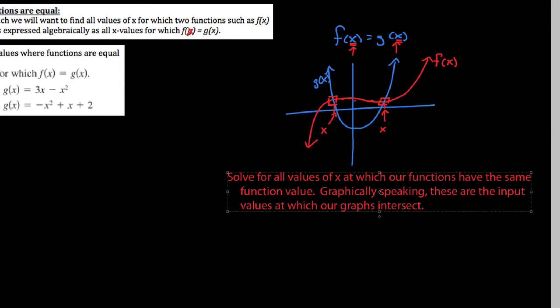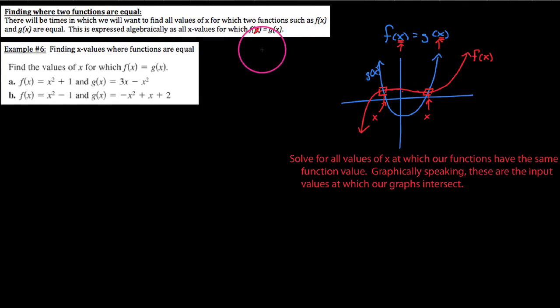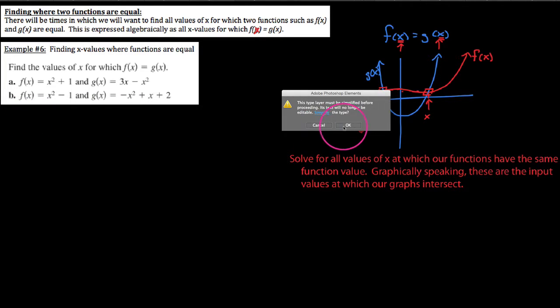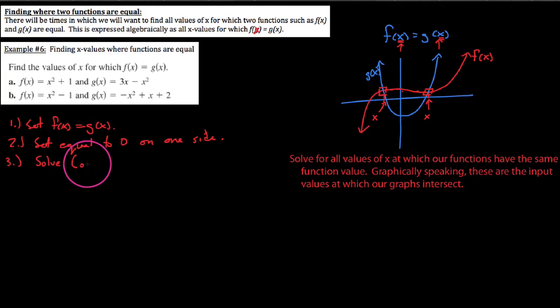Let's talk about how we can do that, kind of like in our last video where we wanted to solve the equation f of x equals 0, and so we just plugged in 0 for f of x. What we're going to be doing in this video is setting f of x and g of x equal to one another and then solving for that value of x. So in order to do this, we're going to set f of x equal to g of x, and then set one side equal to 0, and then we're going to solve, often by factoring. It's an important thing for us to be able to do.